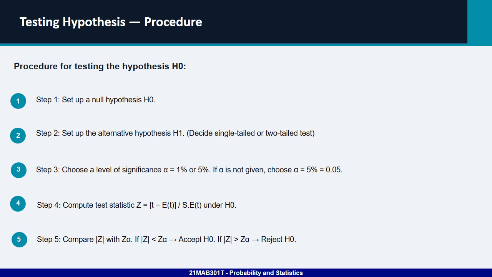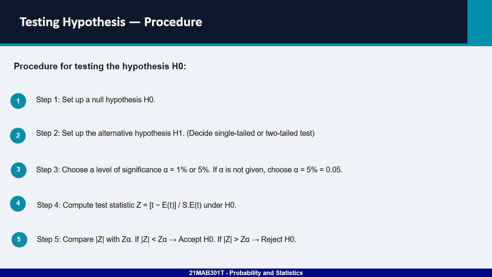So step 1 is going to be setting up the null hypothesis H0, and step 2 is the alternative hypothesis H1, which decide whether it is a one-tailed or a two-tailed test. Step 3 is going to be choosing the level of significance alpha, typically 5% or 1%. If not specified, we default to 5%, which is 0.05. Step 4 is going to be computing the test statistic Z using the formula Z equals T minus E of T divided by the standard error of T, all under the assumption that H0 is true.